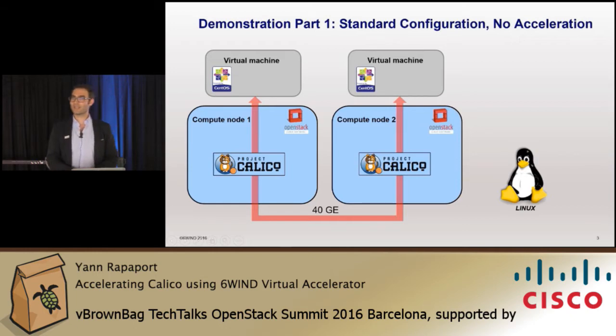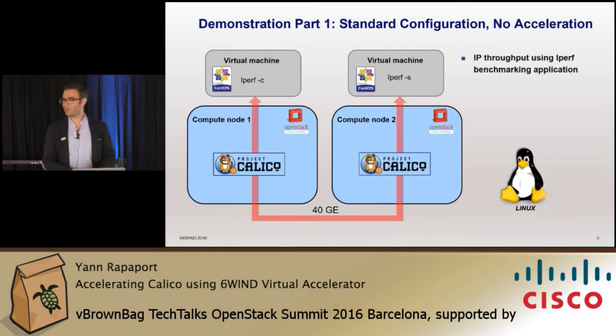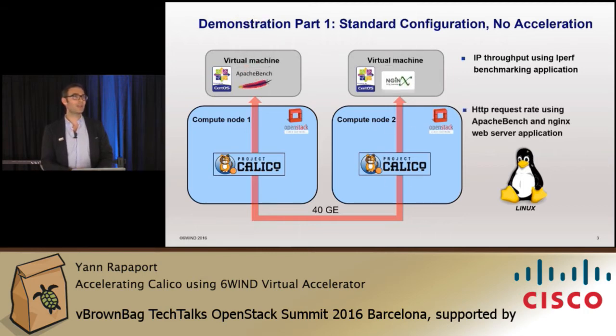The compute nodes are connected using 40 gig NICs, and Calico is configured in the environment to provide L3 connectivity between the VMs, and we will measure the performance of this environment. The first test we will do is an IP throughput test using iPerf, between one VM and the other. And then we will do another one. We will evaluate HTTP request rate using an Nginx server and Apache Bench.